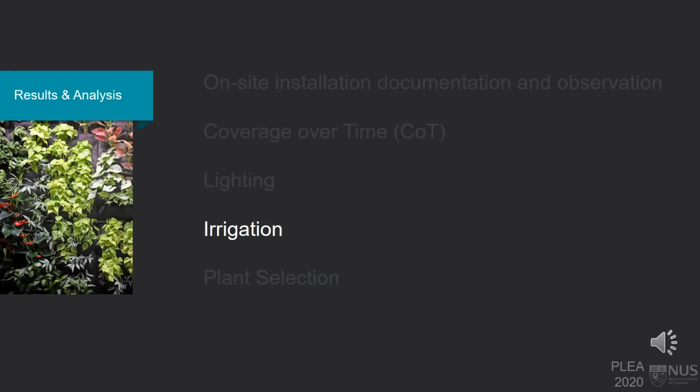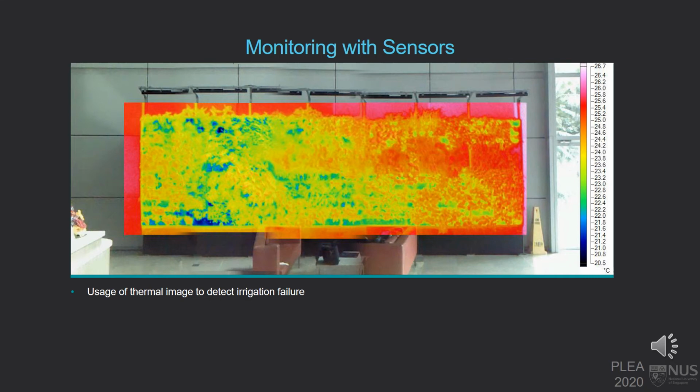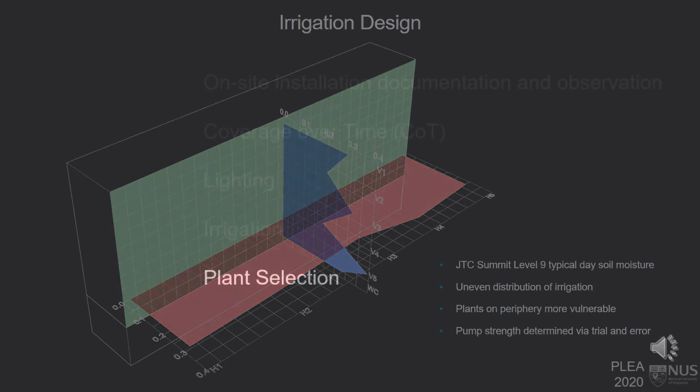Next factor is irrigation. We found irrigation failure as the drop of soil moisture shown in the pictures. We found the problem by using thermal image and soil moisture data. The issue might lead to high replacement rate if not detected in time. Also, there's an uneven distribution of water across the green walls, causing the uneven growth of plants. In addition, the rationale for irrigation timing and volume was unclear, which might cause over or underuse of water.